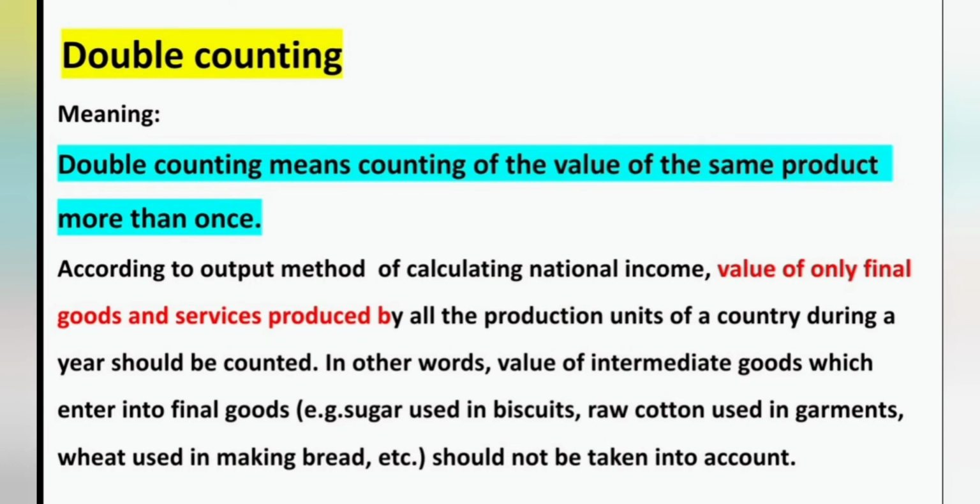And what is double counting? It means counting of the value of the same product more than once. And this can happen because goods go through several stages of assembly before they find their way to the intended buyer. As the original good goes into different processes and passes through many stages, there is always a danger that its value may be included at every stage and the result may be double, triple or manifold counting.